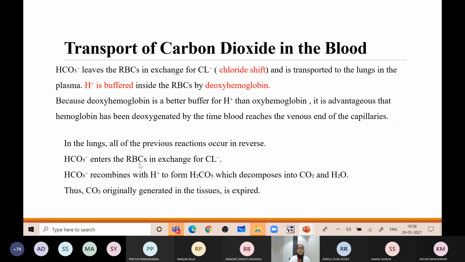reverse. That is, bicarbonate enters the RBC in exchange for chloride, and bicarbonate combines with H plus to form H2CO3, which decomposes into carbon dioxide and water. Thus, carbon dioxide originally generated in the tissue is expired in the lungs. Okay, what I showed you at the tissue level, the reverse of that occurs at the lung level.